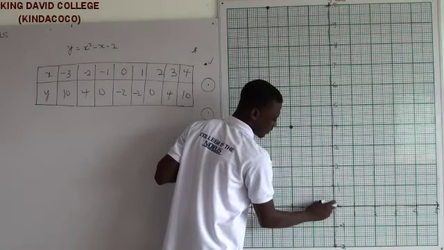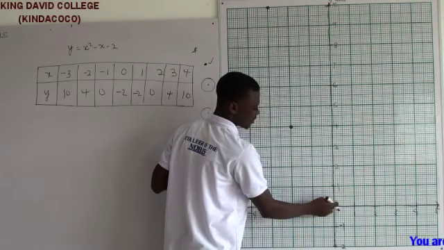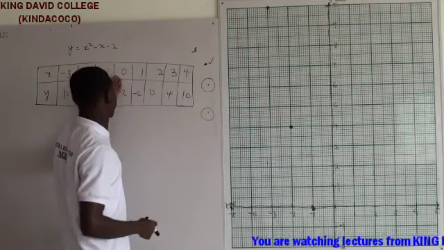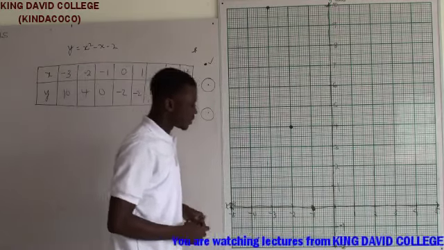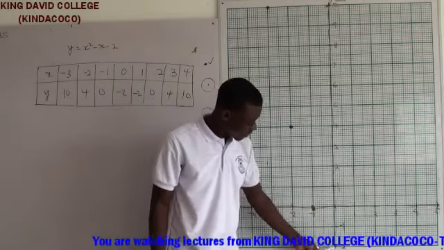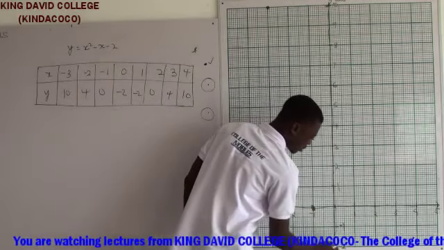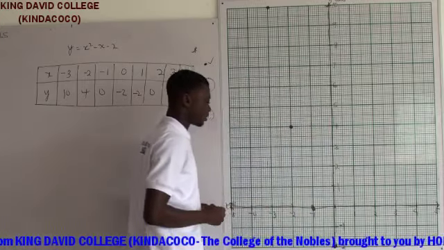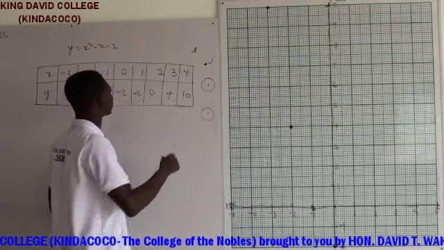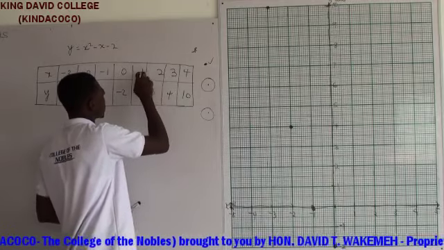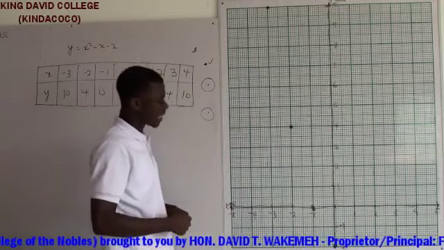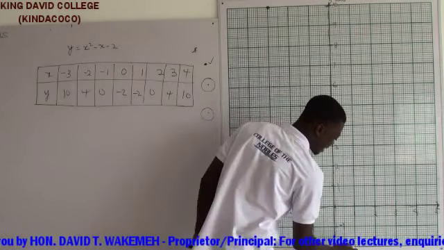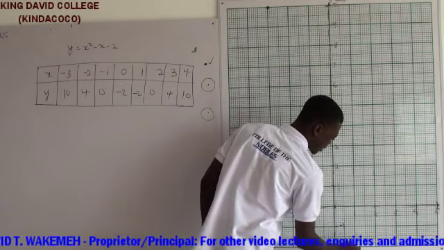Okay, so let me remove the origin so that it doesn't confuse you. Okay, so in this place. Good. Then we go to 0, negative 2. So when x is 0, y is minus 2. So y is actually minus 2 over here. Very well. Then we go to 1 and then minus 2. So when x is 1, y is still minus 2. Y still maintains its position at minus 2.